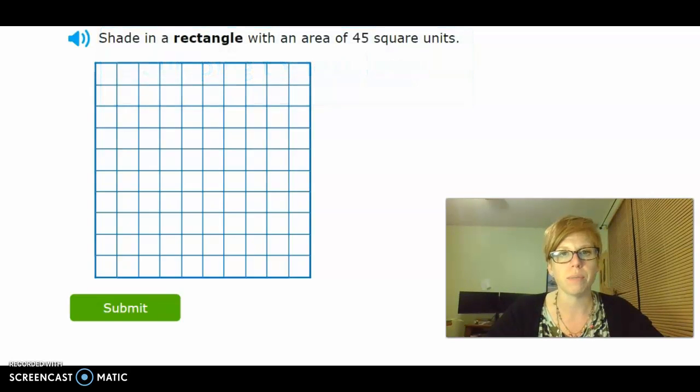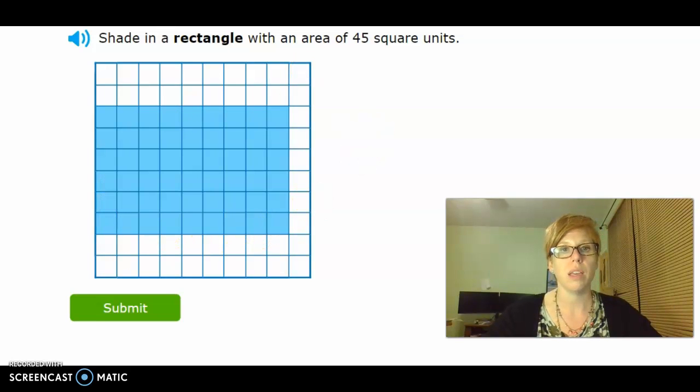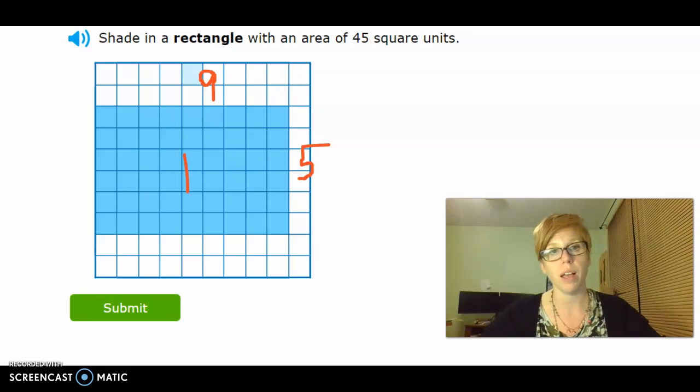Let's jump up another level. 45. Oh, what 2 numbers can I multiply together to make 45? Well, I'm thinking of my multiples of 5. I know that 9 times 5 is 45, so I can shade in an area of 1, 2, 3, 4, 5, 6, 7, 8, 9, and do that 5 times. 1, 2, 3, 4. Look at this. It's 9 wide and 5 tall. And 9 times 5 is 45. That makes an area of 45.